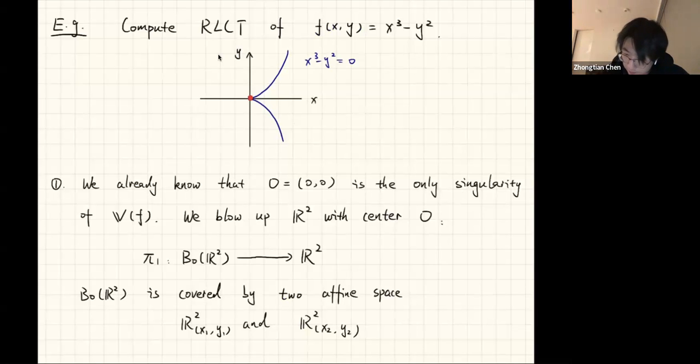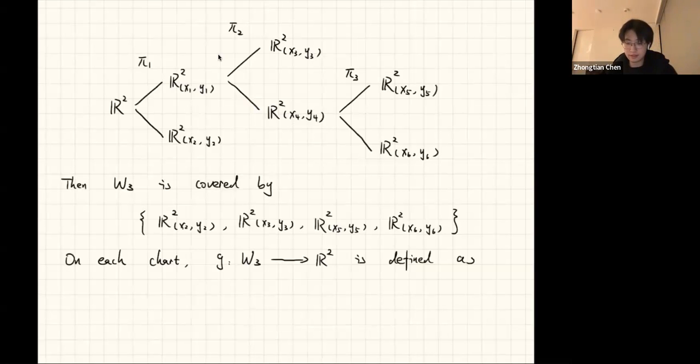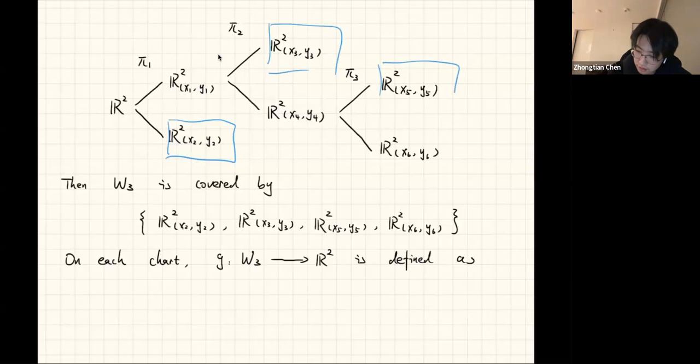This is the summary of what we've done in this example. First, start with R2, we do 1 blowup, and in this chart, it's in normal crossing, it's fine. So we look at this chart, we do blowup, and in this chart, now it's fine, then we do blowup on this chart. Finally, we reach a situation that on this 4 chart, our F is normal crossing.